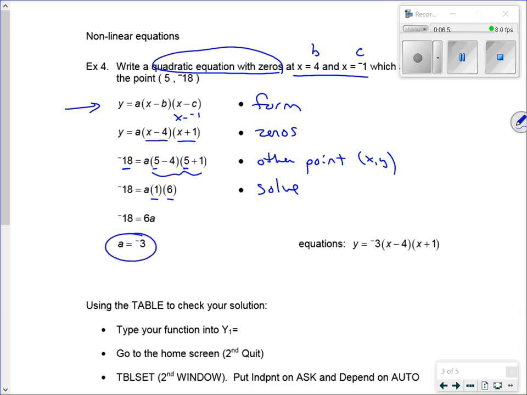Your equation, once again, comes from your general form. Your y is going to be there, and your x's are going to be there, and you're going to replace the a, b, and c. There's a, there's one of the zeros, and there's the other zero.